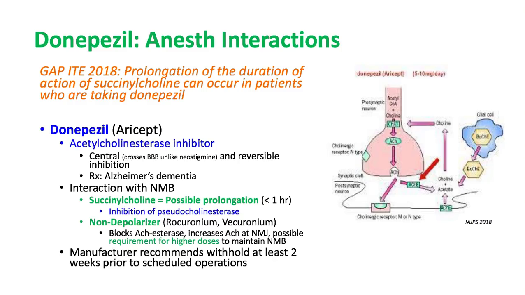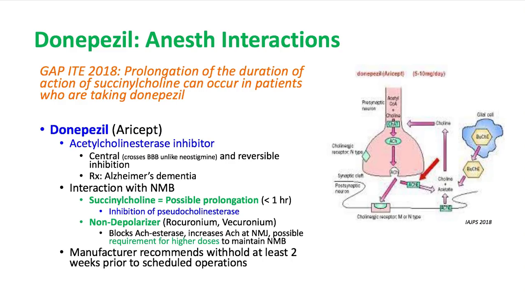Donepezil, or Aricept, inhibits acetylcholinesterase, and it is a central inhibitor of acetylcholinesterase. Neostigmine does not cross the blood-brain barrier. Physostigmine, or Antilirium, does cross the blood-brain barrier and is used to treat central anticholinergic syndrome. So donepezil is designed to inhibit acetylcholinesterase centrally, raise acetylcholine levels in the brains of patients with Alzheimer's dementia, and hopefully reduce the symptoms of Alzheimer's dementia.